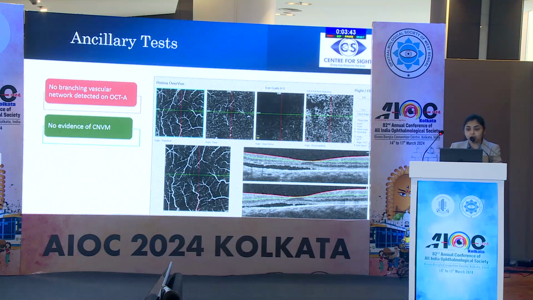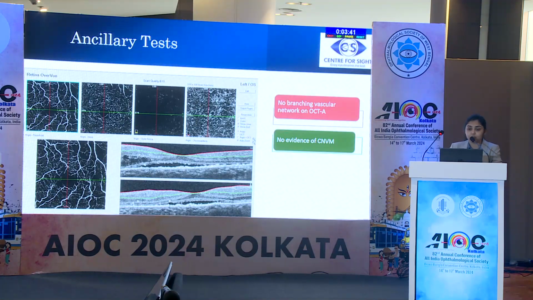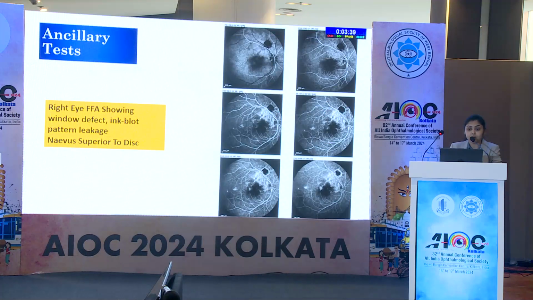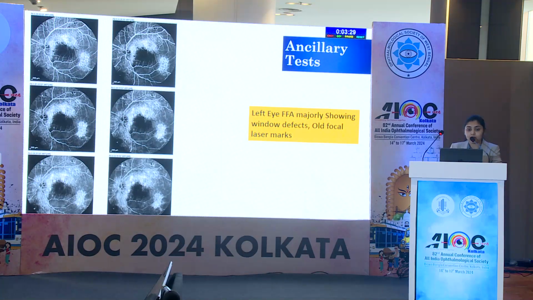On OCTA, we could not detect any choroidal neovascular membrane in either of the eyes. On FFA, we could detect some window defects, which were a sign of previous focal laser done. An ink blot pattern was also seen very close to the fovea, which was not laserable. The same thing was also detected in the left eye.